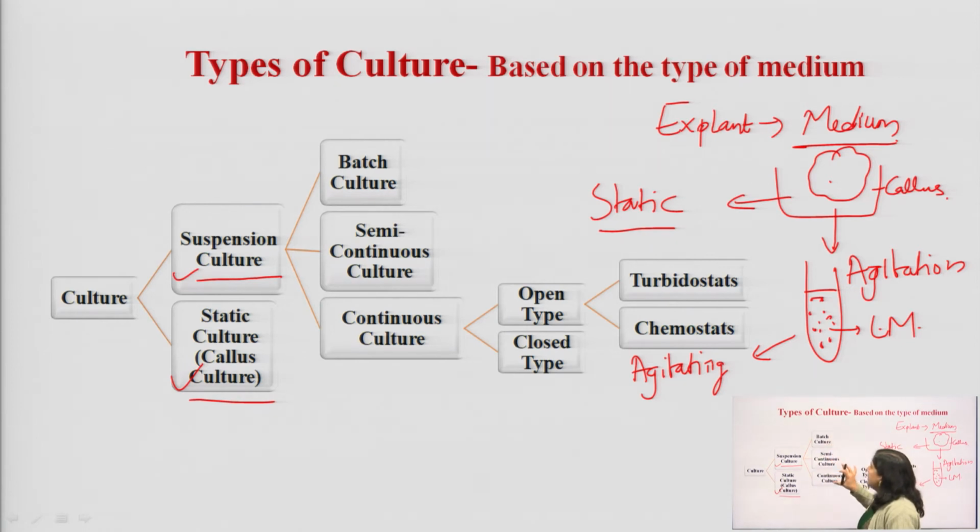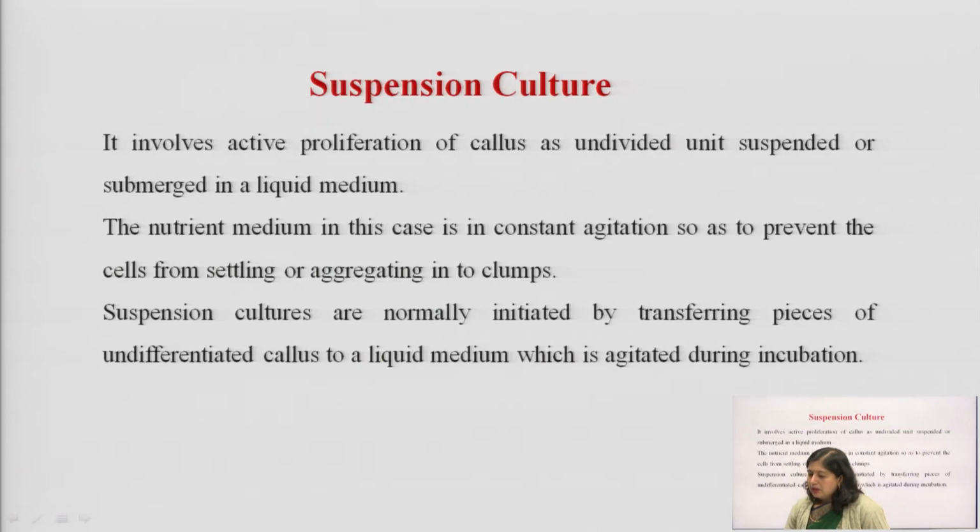Further, suspension cultures are of different types. First, we will discuss the suspension culture. It involves the active proliferation of callus as undivided units suspended or submerged in a liquid medium. So, you have the callus which is suspended in a liquid medium. The nutrient medium in this case is in constant agitation, so as to prevent the cells from settling or aggregating to form a lump.